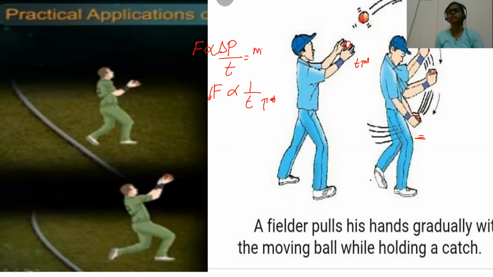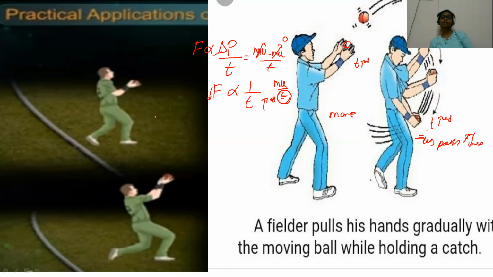You understood, no? Mass into velocity minus mass into u, by t. But this entire term becomes 0 when you are going to catch, because the final velocity will be 0. So you will get only mass into initial velocity by time. So the entire thing depends upon time. If you increase the time, definitely you will get less pain. In the first condition, you get more pain because more force is acting on him. In the second condition, as the time increases, you get less pain because the force acting on his hand is less. I hope this is clear, children.